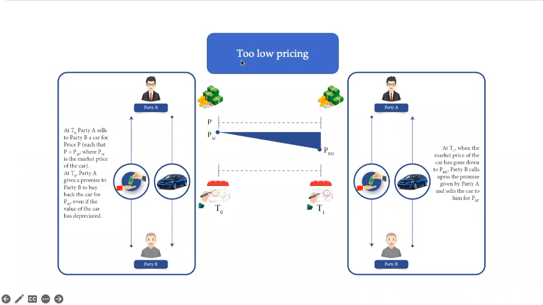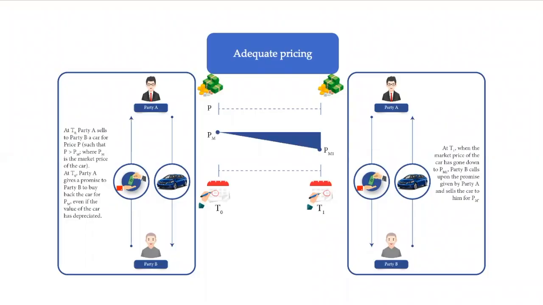So your car financing department should be very smart. If you have priced this product too low, then the bank would be losing some money. However, if the price is such that P minus PM is more than the difference between PM and PM1, i.e., if the incremental price party A is charging today is more than the expected depreciation in the car value, that would be considered adequate pricing, and the offerer party A, the bank, would be happy, making some money out of it.